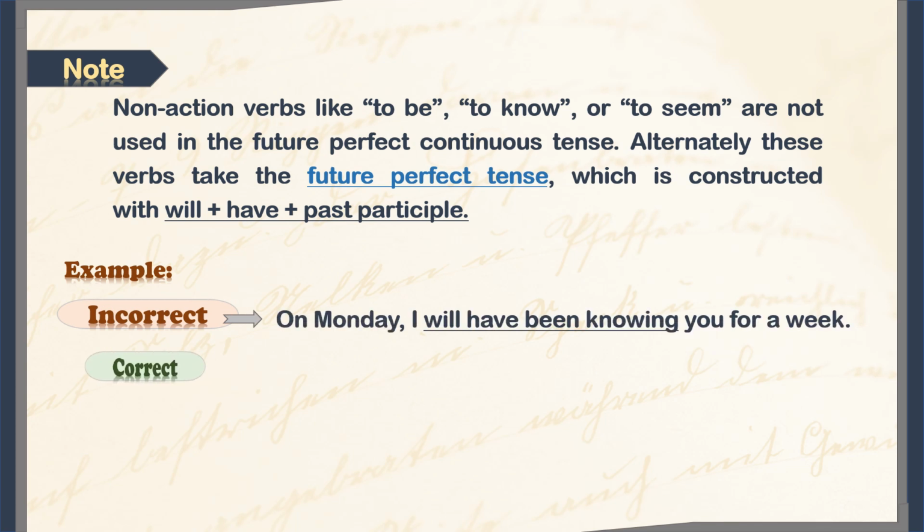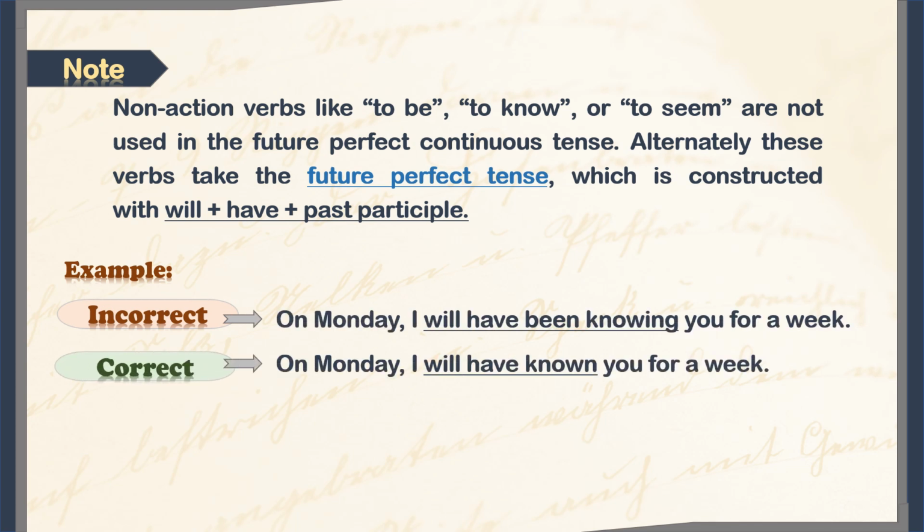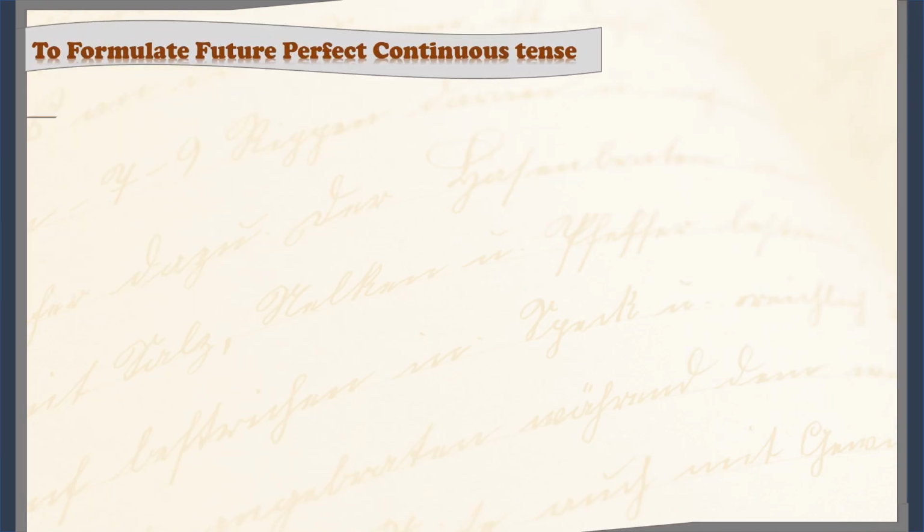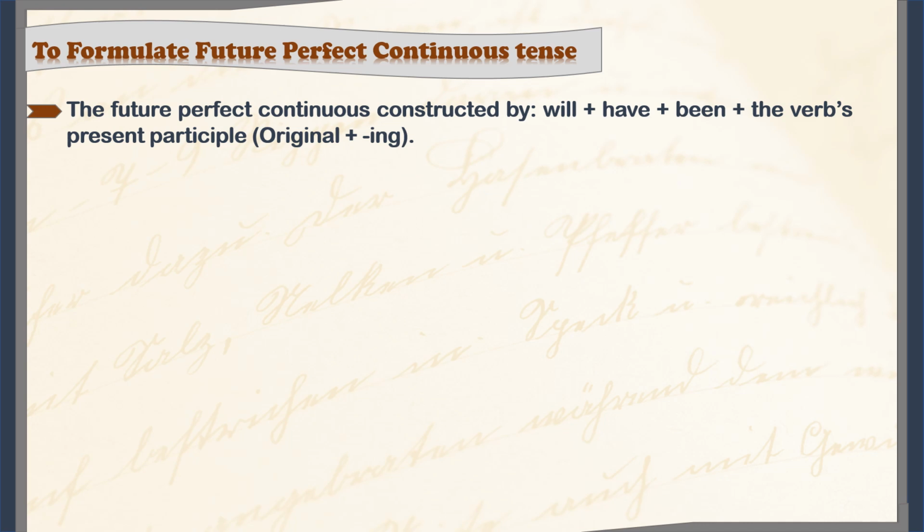For example, let us see the first sentence. On Monday, I will have been knowing you for a week. This sentence is incorrect. Let us look at the correct sentence. On Monday, I will have known you for a week. To formulate the future perfect continuous tense, the formula is will plus have been plus the verb's present participle with ing.